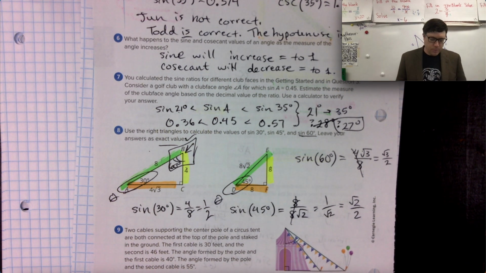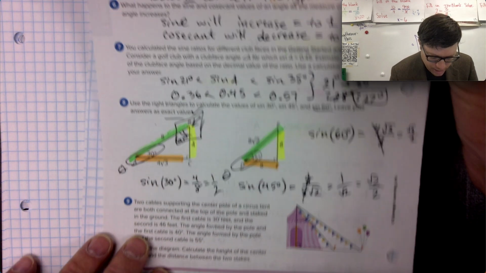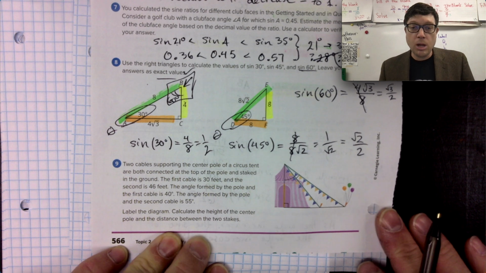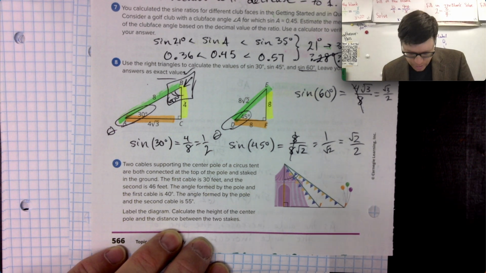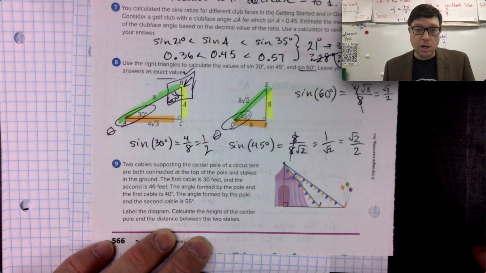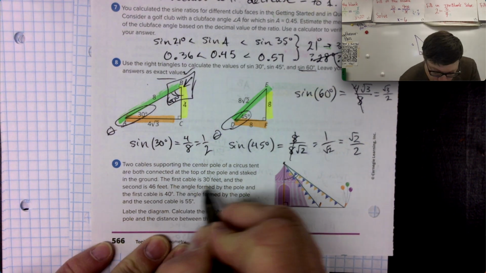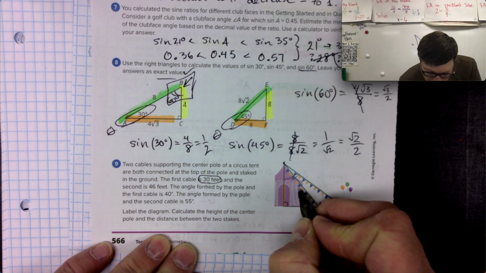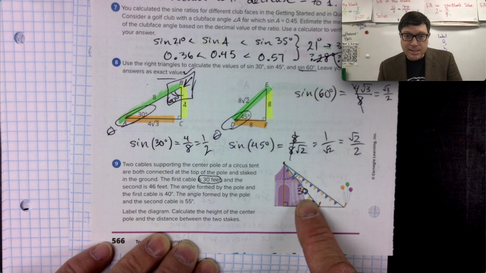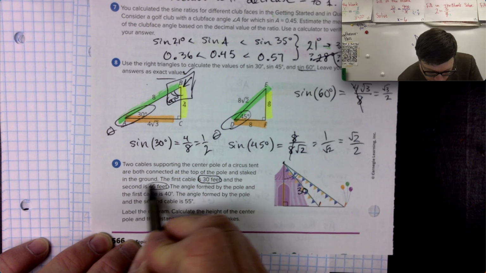Last of all, question 9. 2 cables supporting the center pole of a circus tent are both connected to the top of the pole and staked in the ground. So, stake, top of the pole. The first cable is 30 feet long and the second is 46. So I see this number here and I'm going to go into the diagram and write that number in the diagram itself. I see the second number of 46 feet.